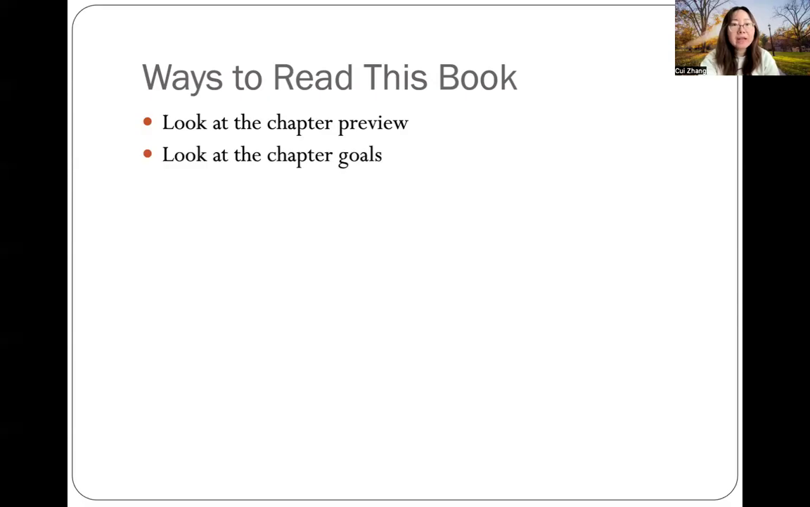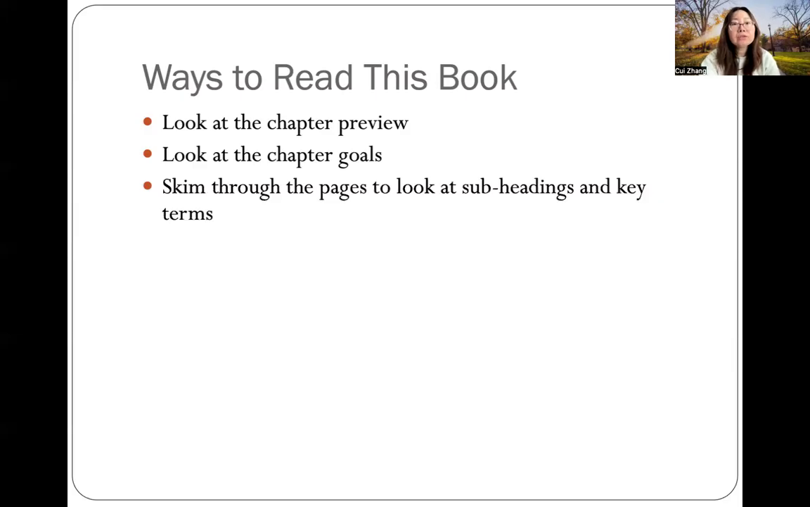This textbook may be different from the other textbooks you have used so far in your college classes. And because the information can be dense, it does not tell you stories. Okay. And so the best way to read this book to make sure that you really understand the content of it is to first look at the chapter preview and then look at the chapter goals. What is the chapter really trying to achieve, right? And try to skim through the pages to look at subheadings and key terms to get an overall idea of the different sections, of the different concepts of the book.